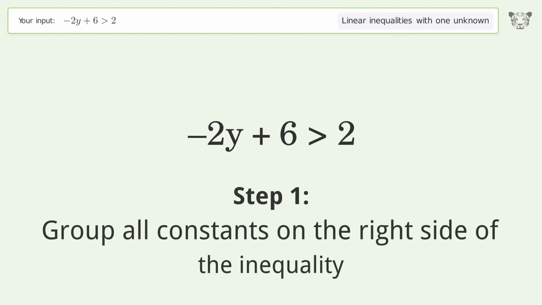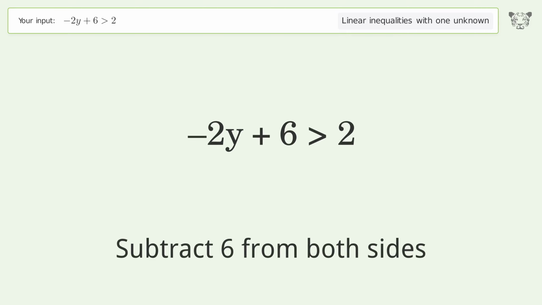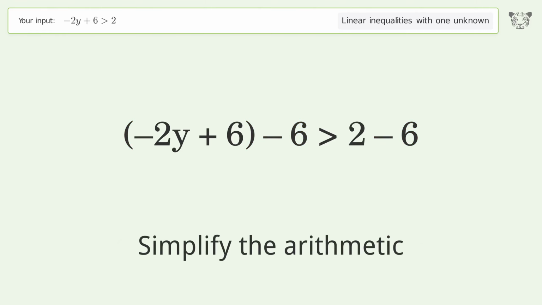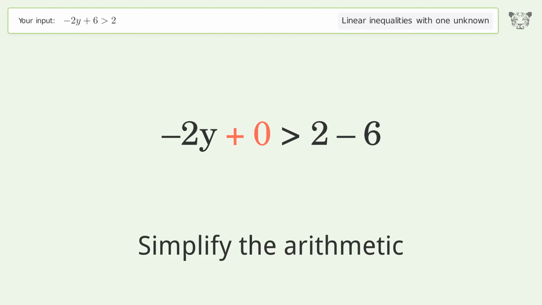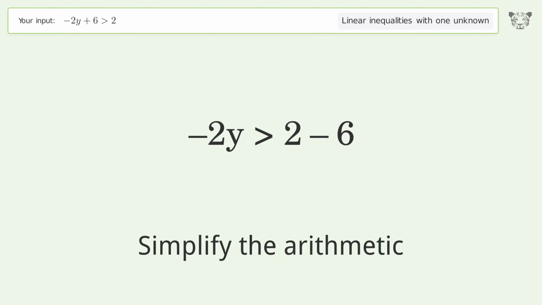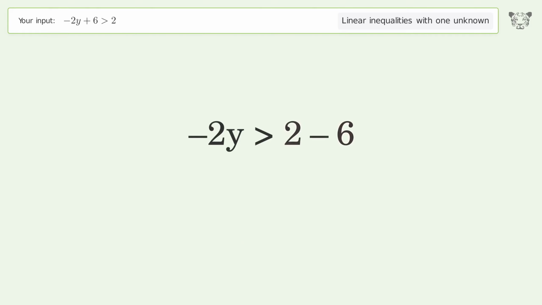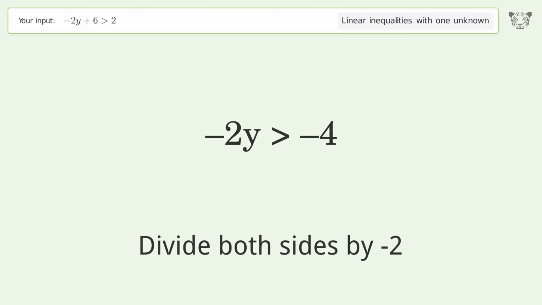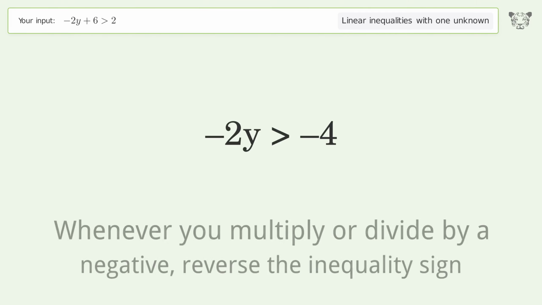Group all constants on the right side of the inequality. Subtract 6 from both sides. Simplify the arithmetic. Isolate the y. Divide both sides by -2. Whenever you multiply or divide by a negative, reverse the inequality sign.